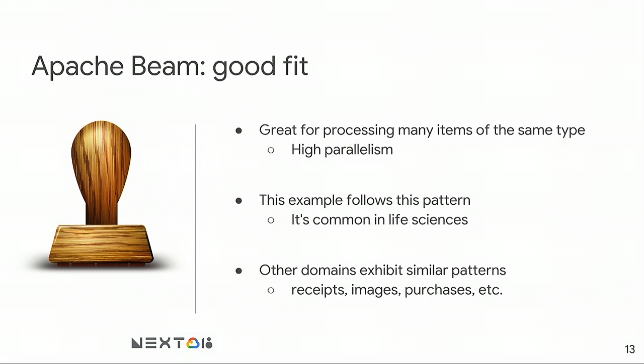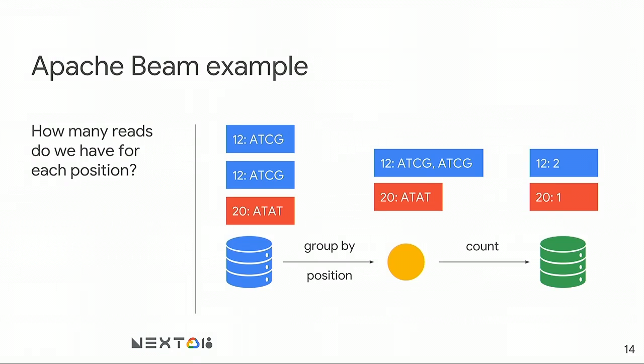Why did we choose Apache Beam? Apache Beam is good when you're working on a large set of elements that are all of the same type. This is the case here with the genomics reads. We have a large number of them. We can process them in parallel. This is a common pattern in life science, and you may recognize the same pattern in your own field. It's not uncommon to have many receipts or images or purchases or clicks or views or ad impressions, things like that. The best way I know to explain Beam is through an example, so we'll just jump right in.